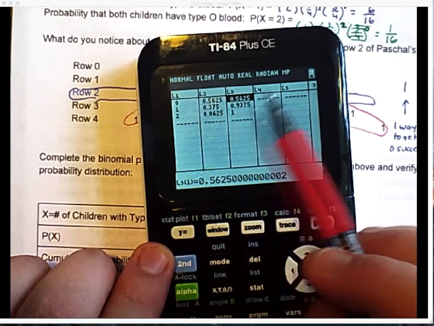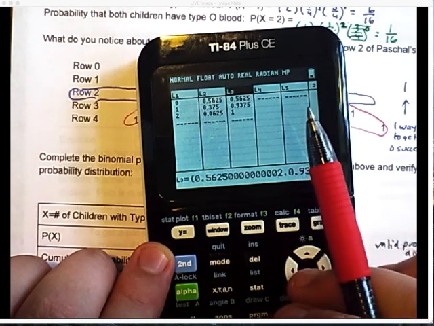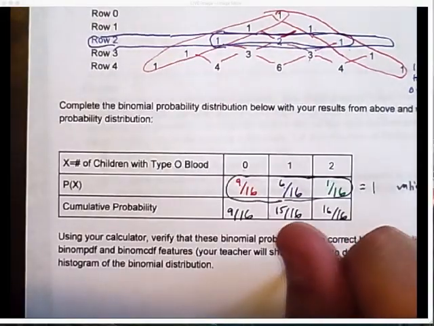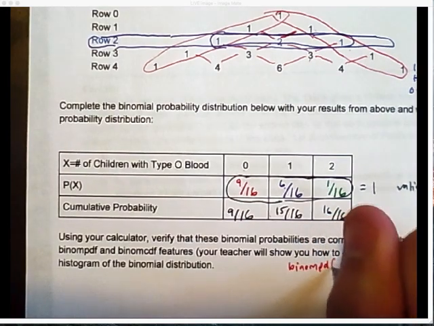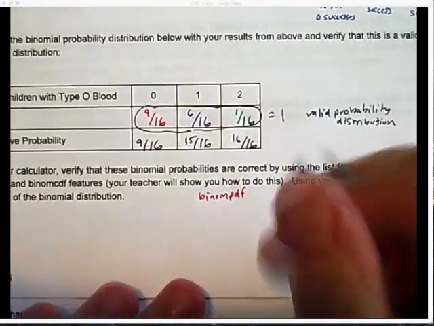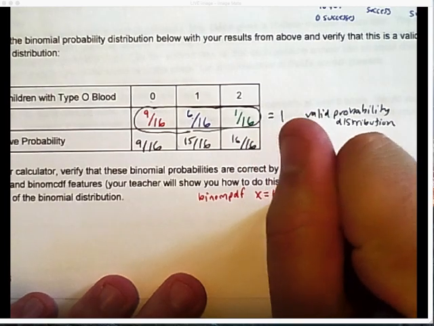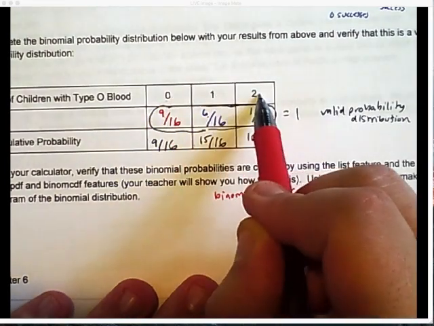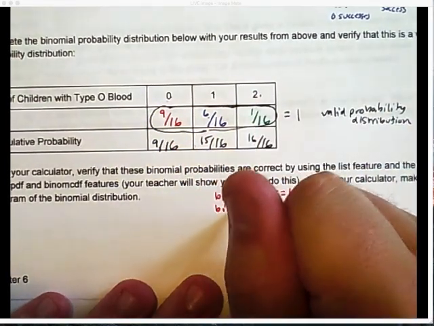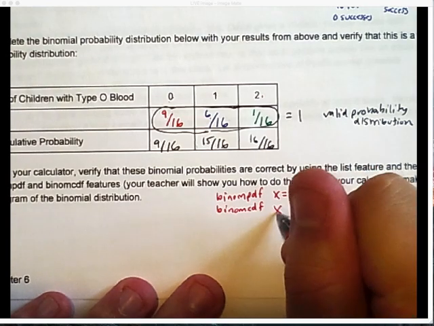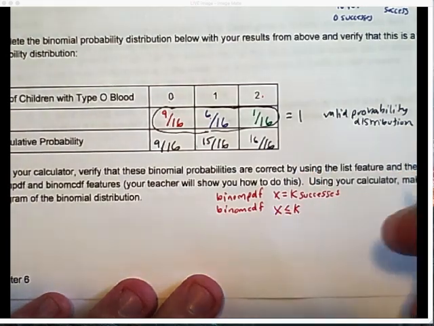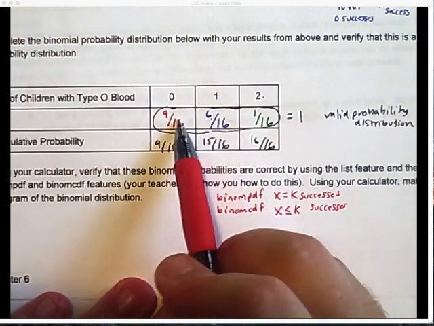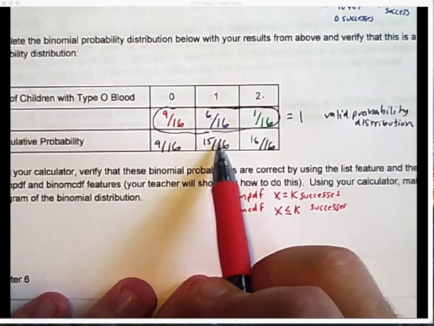So that's the difference between binom PDF and binom CDF. All right. So binom PDF is where X equals K successes. That's what it gives you. Right, these individual numbers. Binom CDF gives you X is less than or equal to K successes. So what it does is it calculates these individually and it adds them up to give you that.